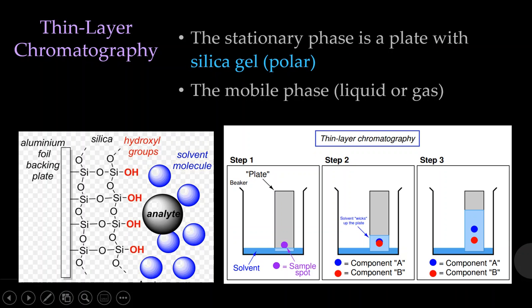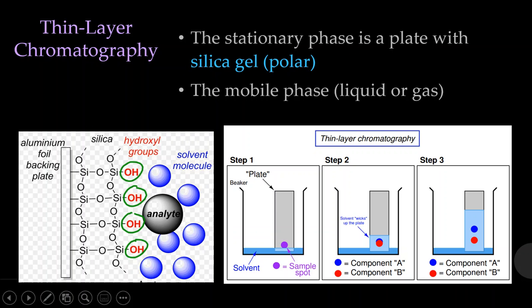And the silica gel, I tried to put a structural drawing here on the left for you so you could see. The silica gel, as noted, is polar, and you can see it has a ton of these hydroxyl groups, just like the cellulose paper. So that means the silica gel is polar. Okay? And they put the solvent there, and the mobile phase is going to be liquid or a gas. Most of the time it's liquid, at least most of the ones I've seen, although you can have it work with a gas.